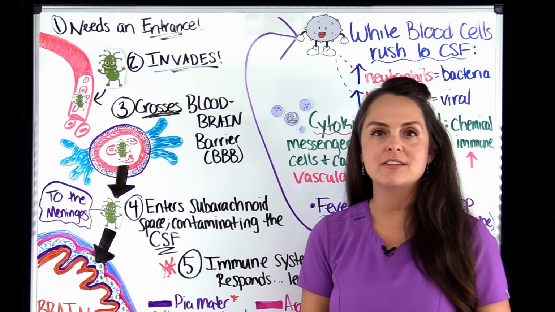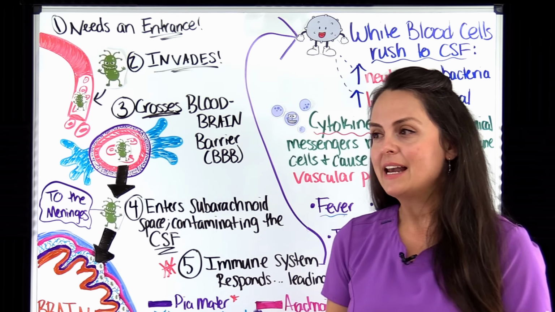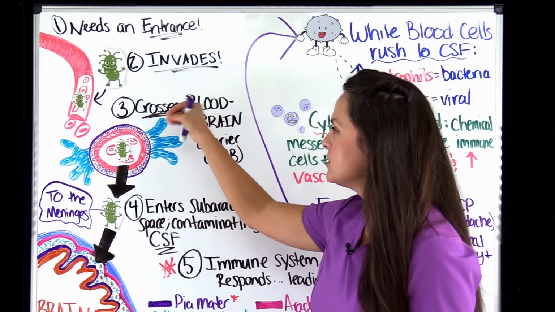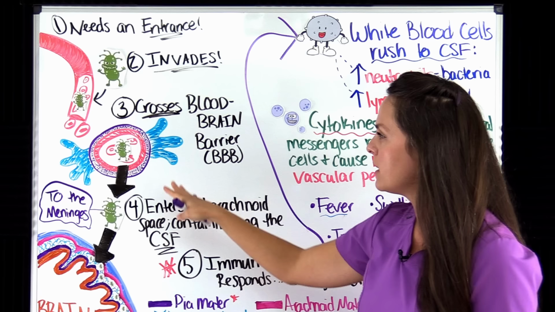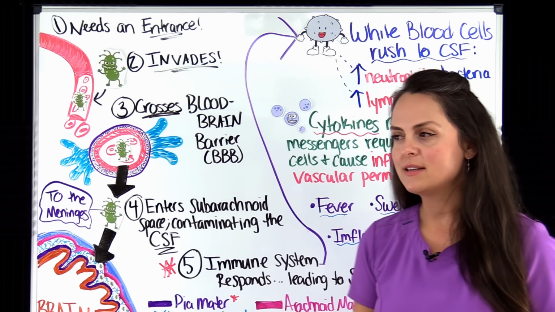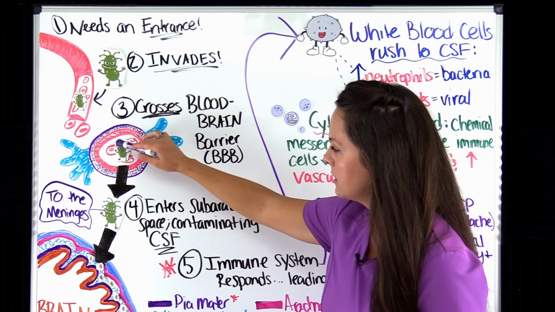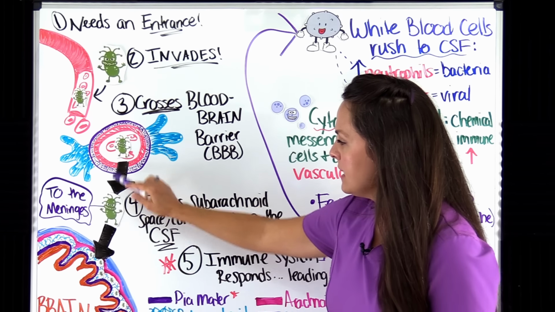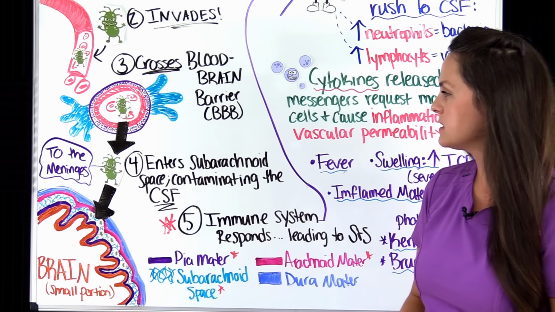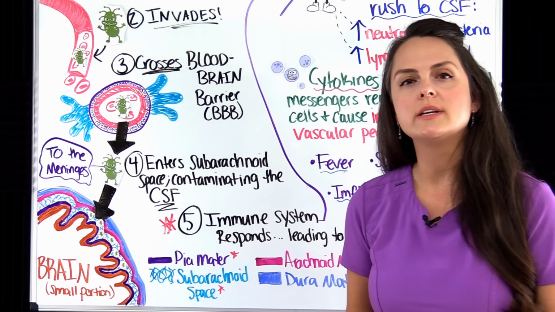But unfortunately, pathogens have gotten really smart. And some of them, I have learned, can actually sneak across from your blood onto a white blood cell and cross over from the vessel into the brain. So they sneak a little ride on the white blood cell who doesn't know it. So once it does that, that's what our little guy has done here. He's crossed over. He is going to enter into the subarachnoid space. And the subarachnoid space contains our cerebrospinal fluid, which is normally sterile.